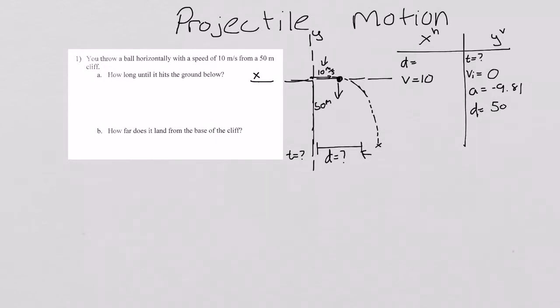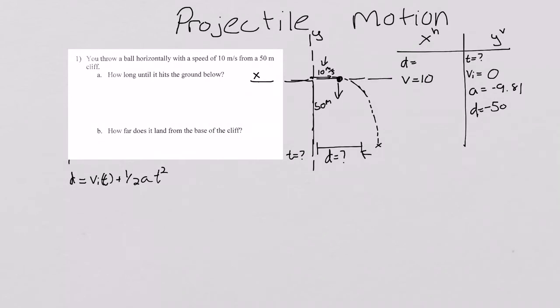But in the y, vertically, we're going to put everything as negative, just to make things a little bit simpler. And we want to know time. So what equation do we use? Well, when something starts at 0, you can use this equation: distance equals velocity initial times time plus 1/2 acceleration times time squared. That's just going to be an equation you're going to have to memorize.